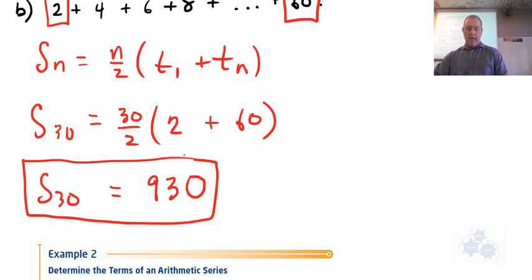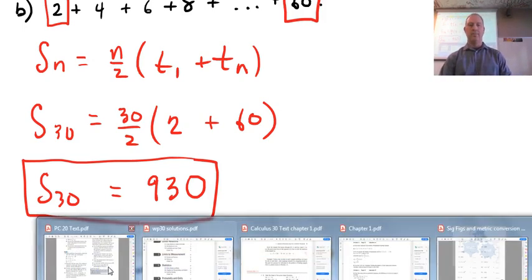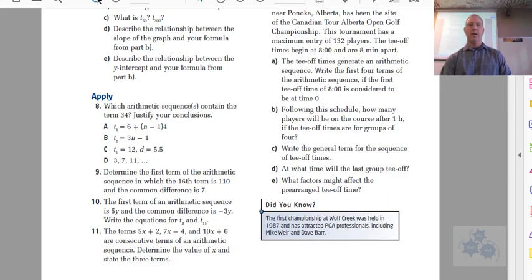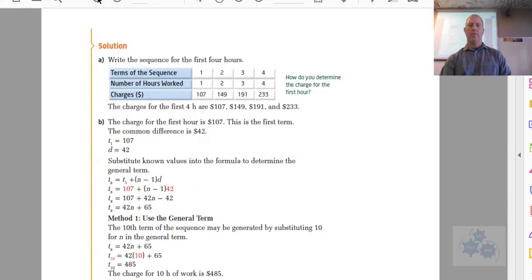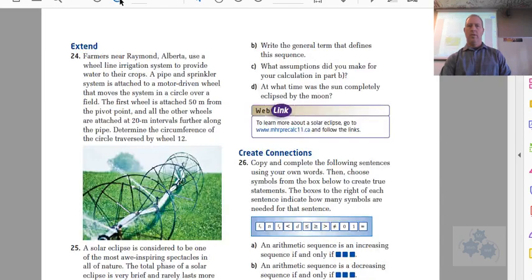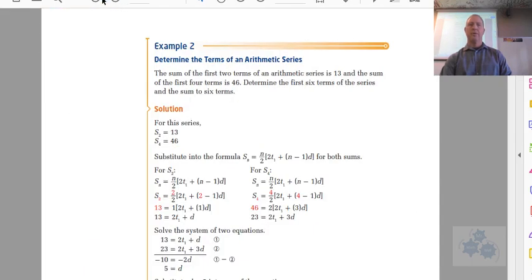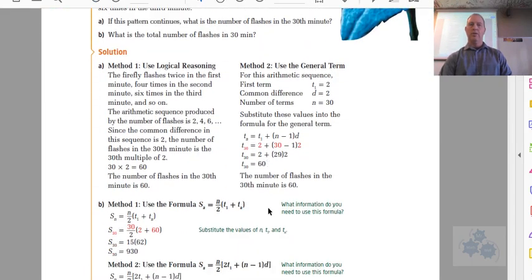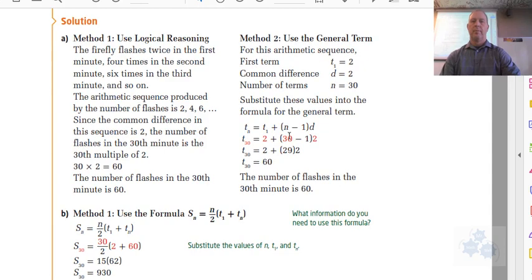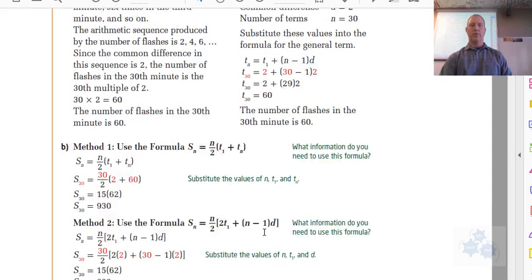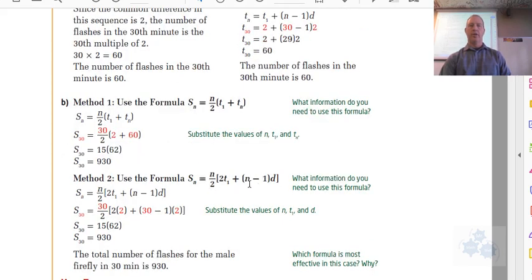Okay? And if you'd like to look in your textbook for a second method, I won't outline it here, but in the textbook it does outline how you could do it using the other formula. So you could use your general term formula and stuff like that as well. You could use this one as well.